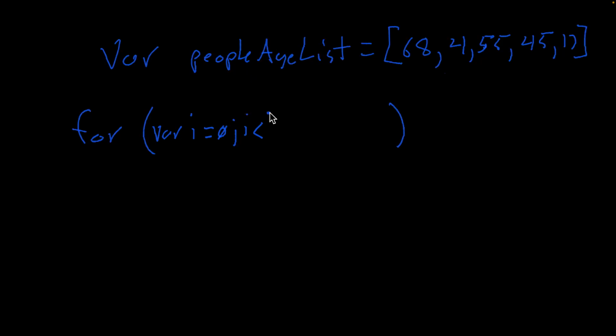So we can say, well, i is less than, that's a big variable. Yeah. Okay, it would be peopleAgeList because that's your array, right? Instead of arr.length. Yep. peopleAgeList.length. Okay. Semicolon. And then what do we do at the end here? i++. Yes.